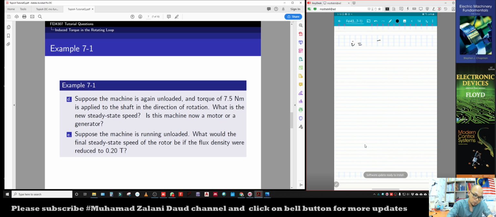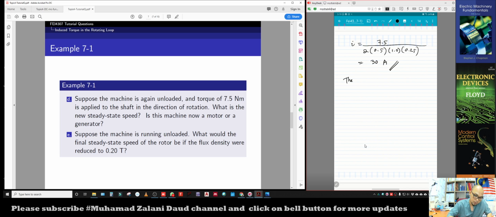Then we can just substitute all of the values that have been given. The torque is 7.5 divided by 2 times 0.5, R is 0.5, L is 1, and B is 0.25, and then we get 30 amps for the current.